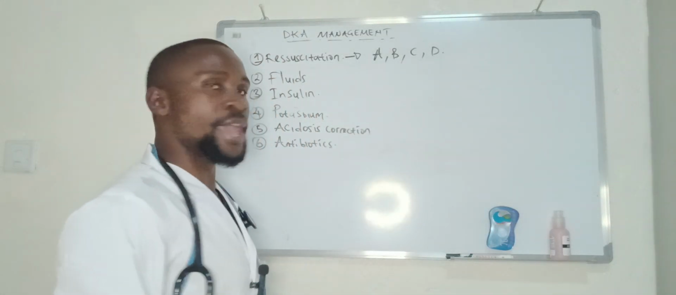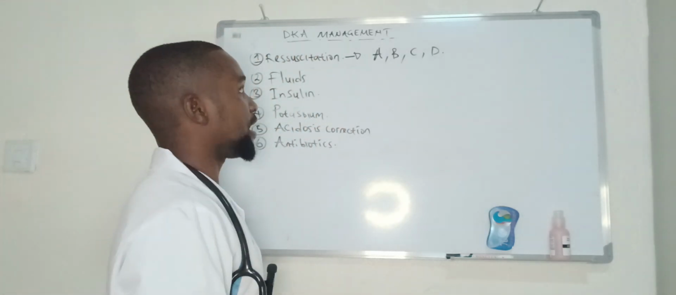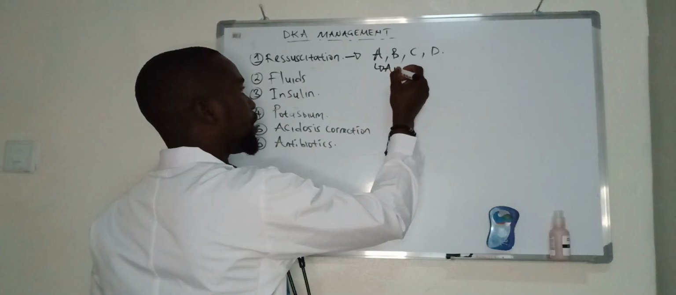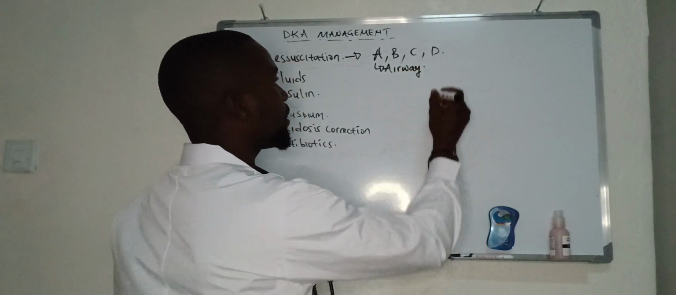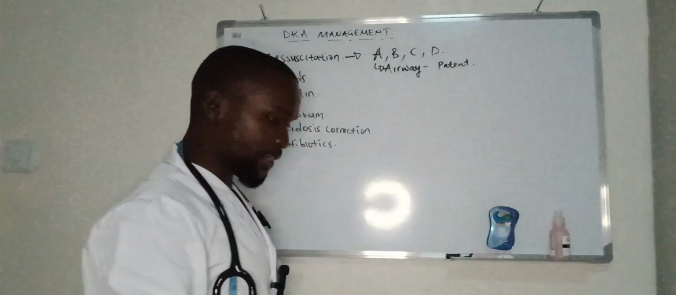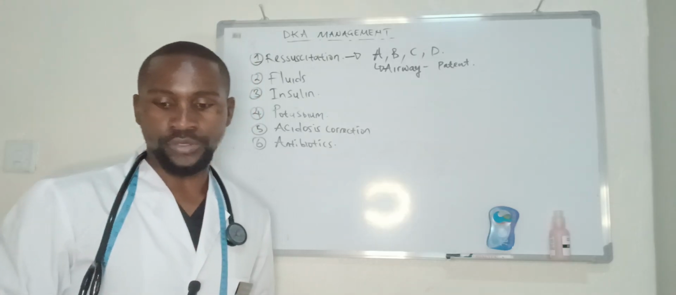A is for your airway. So you're going to do your airway management. Make sure that the airway is patent. If there are any secretions, you are going to suction the secretions.